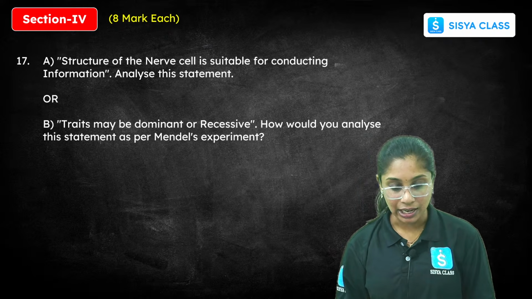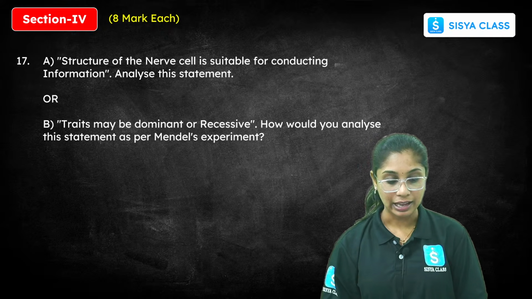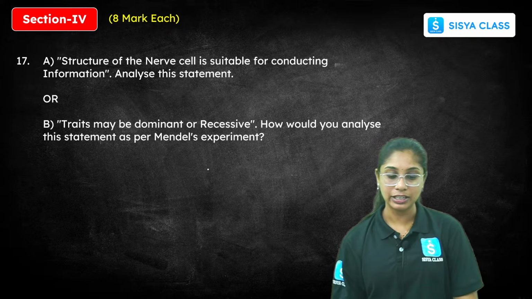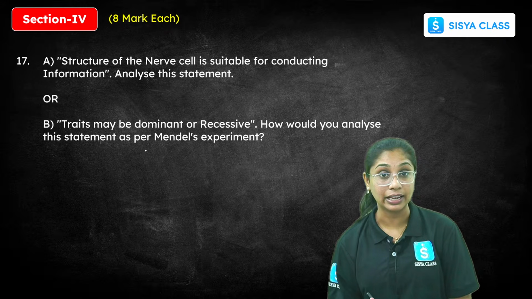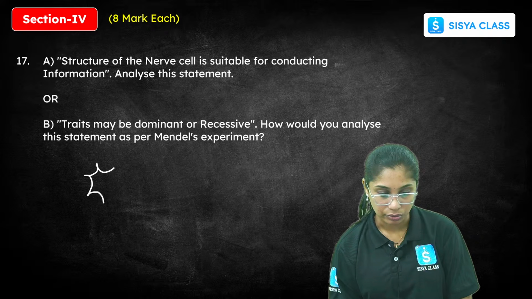Structure of the nerve cell is suitable for conducting information. Analyze the statement here. So before that, here we have to draw the diagram. It is very important, everyone. So here, let's try to draw the neuron.